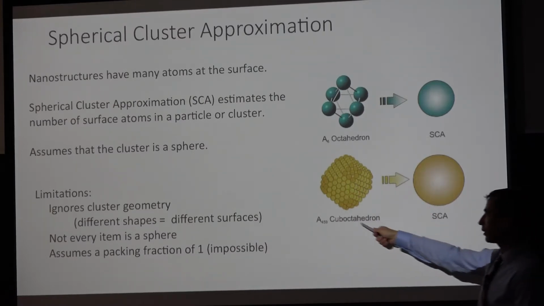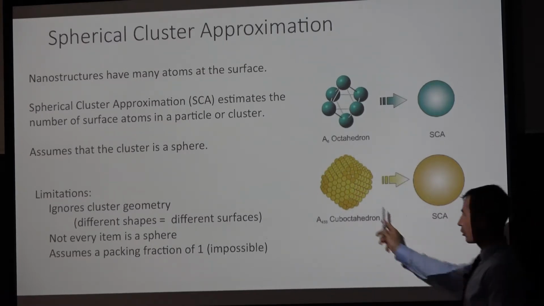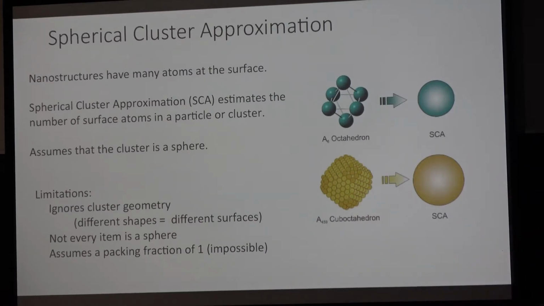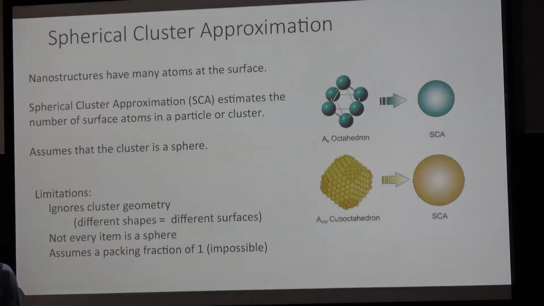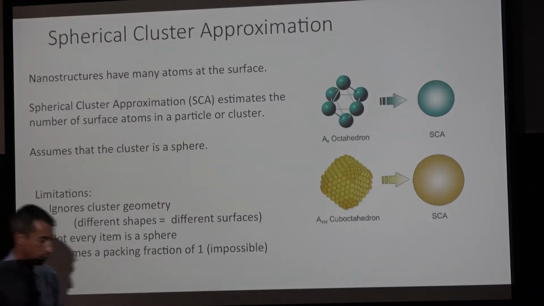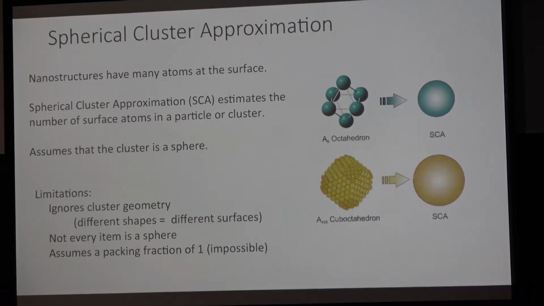Is a cube roughly spherical? Well, it's more roughly spherical than a rod. It also assumes that your packing fraction is perfect, which, as you know, is impossible. But it's a fairly simple and powerful way, actually, to estimate the number of atoms that are on the surface, right? This is essentially what we're going to derive as a way to estimate.